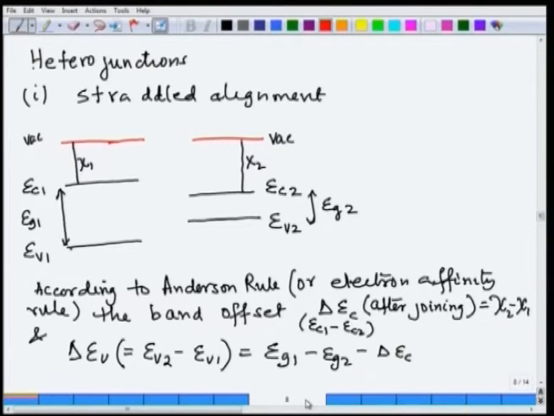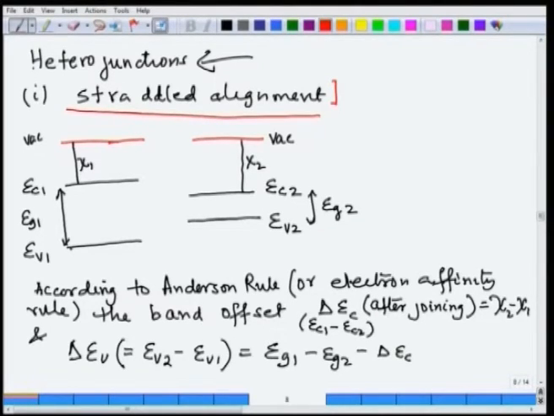So this is something where making a band diagram gets a little bit more tricky, but now that you have learned some concepts, it will be fairly easy. We are now going to talk about heterojunctions, and as a first case, let us take the straddle type alignment. Remember what was straddle type alignment?